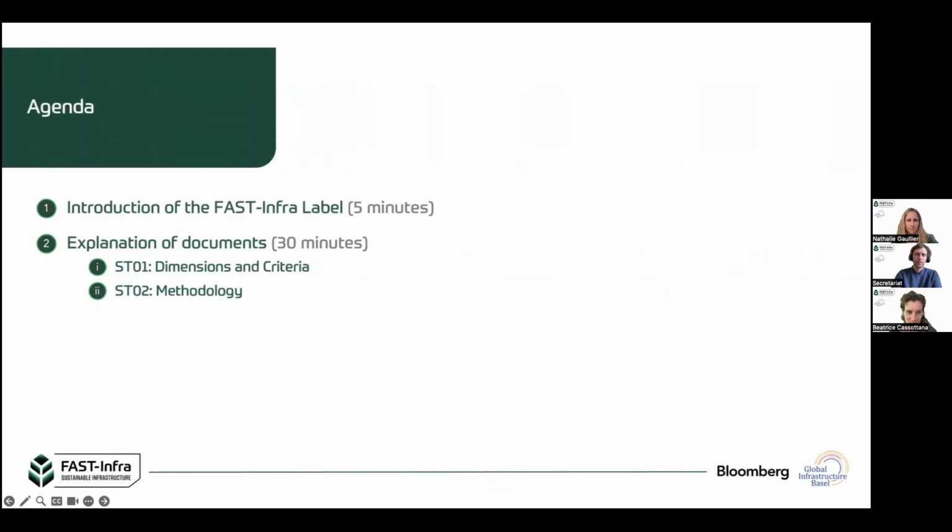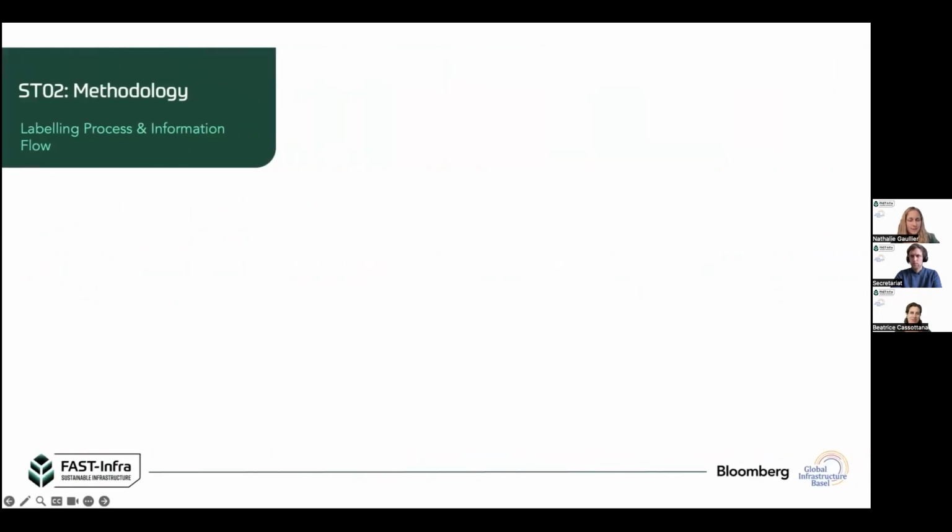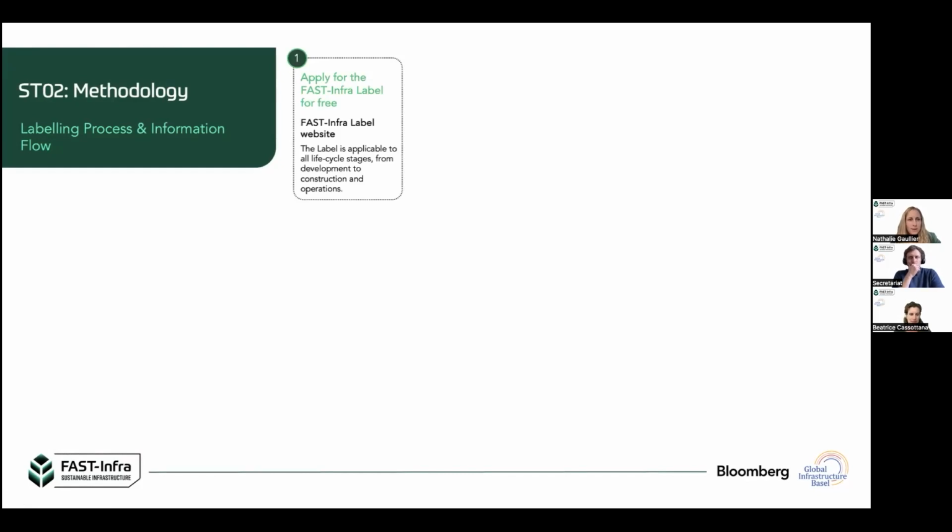Okay, so we now move on to the next document for the public consultation, ST02. So back to you, Natalie. Thank you, Beatrice. So yes, let me introduce you to the second document of the public consultation, which is called ST02 and is the methodology. Actually, it's the labeling process and information flow.